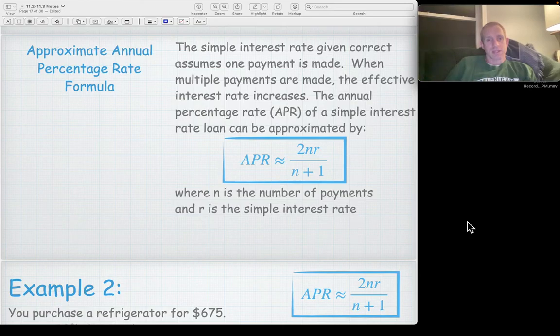Guys, welcome back to second part of 11.3. The focus of this will be more on making multiple payments and what's involved with that.